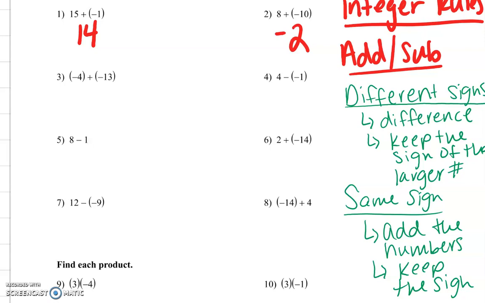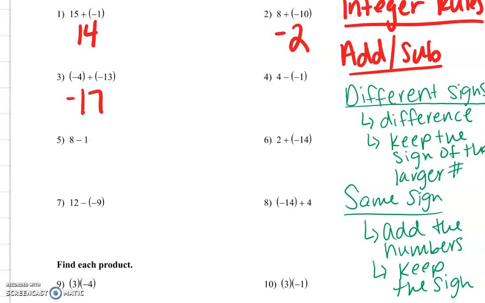All right, number 3, we have negative 4 plus negative 13. So they both are negative, which means I'm going to add those numbers together. So 4 plus 13 would be 17, but since they're both negative, my answer is also going to be negative. If you owe someone $4 and you borrow $13 more, you owe them $17. You don't owe them $9. You borrowed $4 and then you borrowed $13 more.